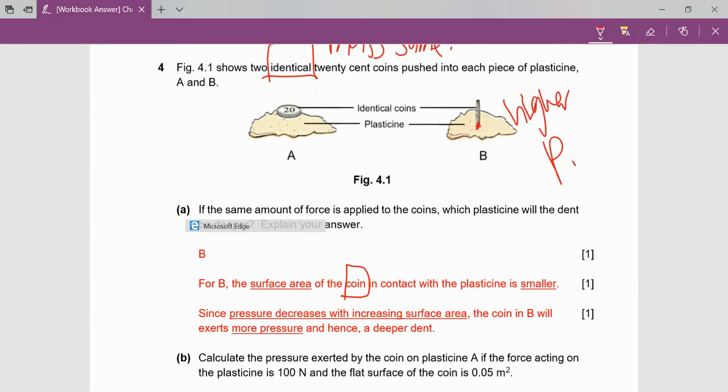Alright, you have to explain there's a smaller surface area in contact with the plasticine. Then you have to explain since pressure is lesser with high surface area, or if you say since pressure increases with decreasing surface area also can, then the coin in B will exert higher pressure, resulting in a deeper dent. Right, both also can.